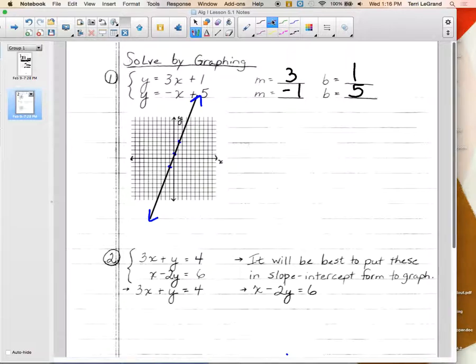So in our next one, we're going to start at 5 on the y-axis, and we're going to graph with a slope of -1. And sometimes you actually end up graphing on top of a point from the other one, and it makes it very clear to you, or it should make it very clear to you then, what your point of intersection is.